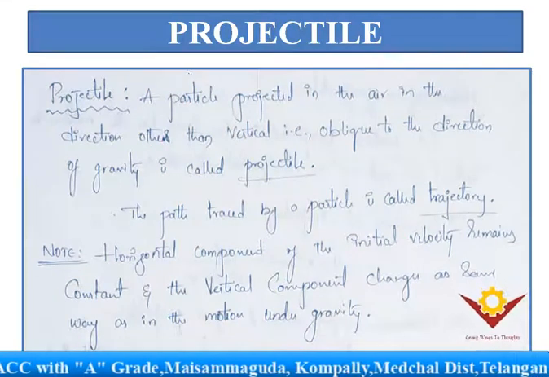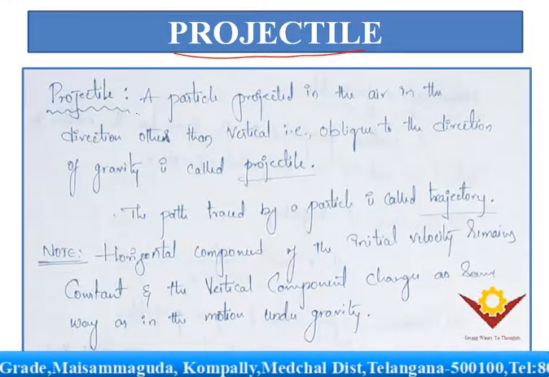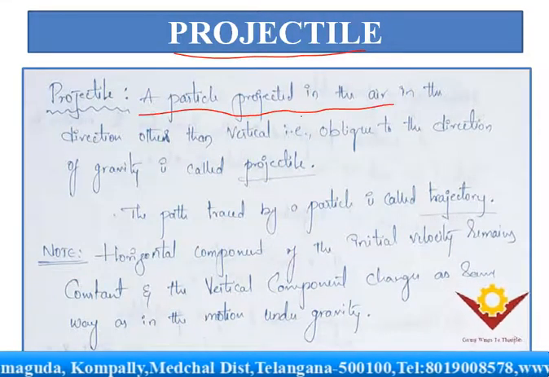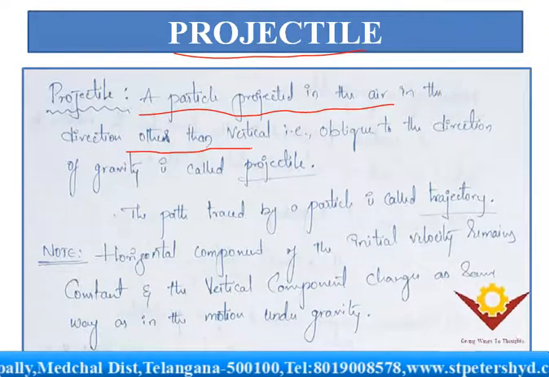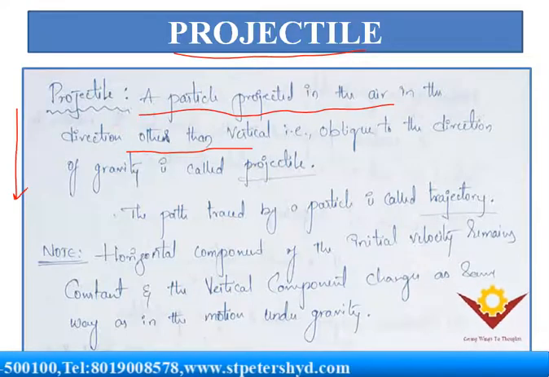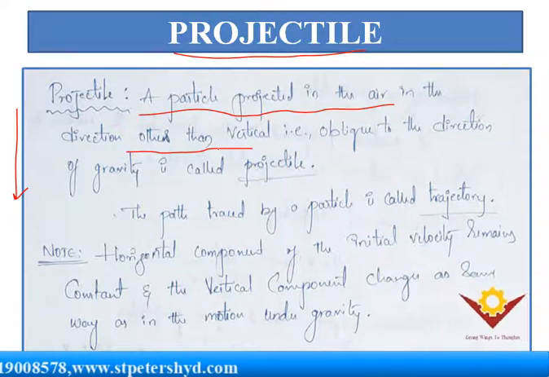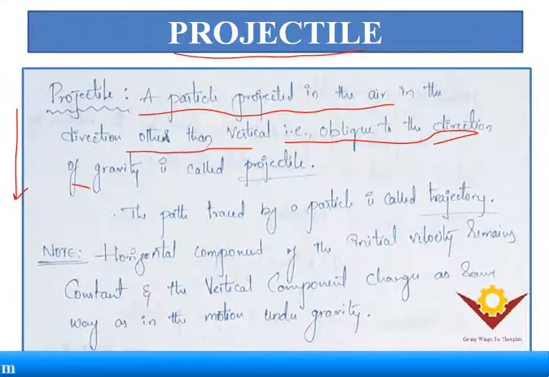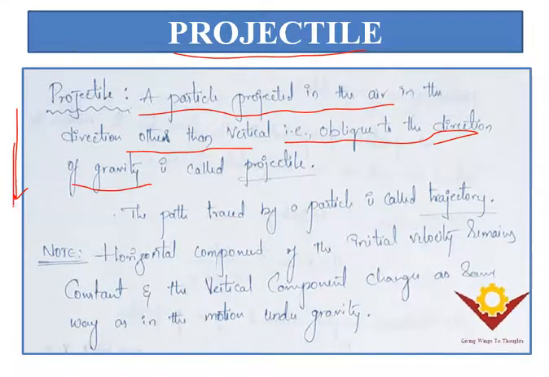First, we'll see what a projectile is. A particle projected in the air in a direction other than vertical. So it is not in a vertical direction. The particle is not moving in a vertical direction like in your previous session, right? So that is oblique to the direction of gravity. For example, this is your direction of gravity, and your projectile will be in this particular direction.